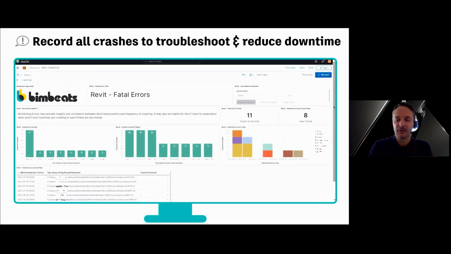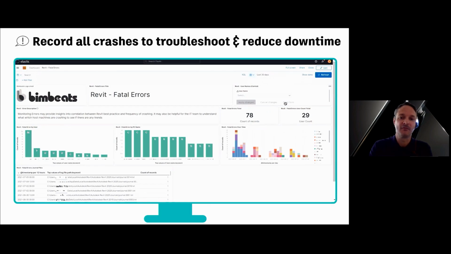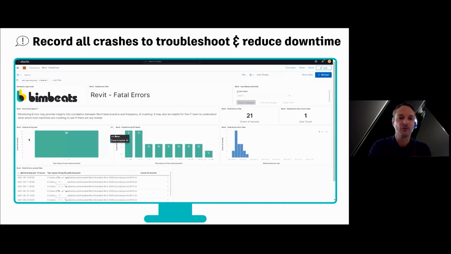Recording crashes. We at BVN had the Zendesk system and we encouraged everybody to log a ticket every time Revit crashed. And we would have maybe 1 or 2 crashes a day logged in the system, or probably not even that, maybe one or two a week.